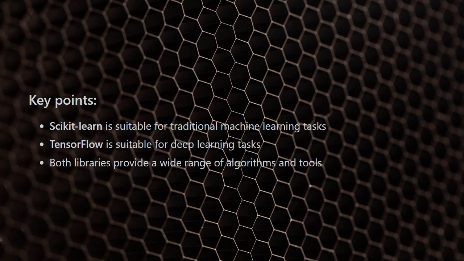In summary, Scikit-learn and TensorFlow are two powerful libraries for machine learning in Python. Scikit-learn is mainly used for traditional machine learning tasks, while TensorFlow is used for deep learning tasks. Both libraries offer a wide range of algorithms and tools for building, training, and evaluating machine learning models.